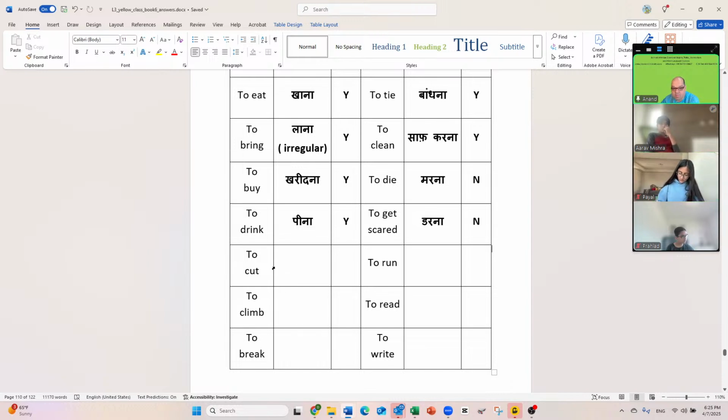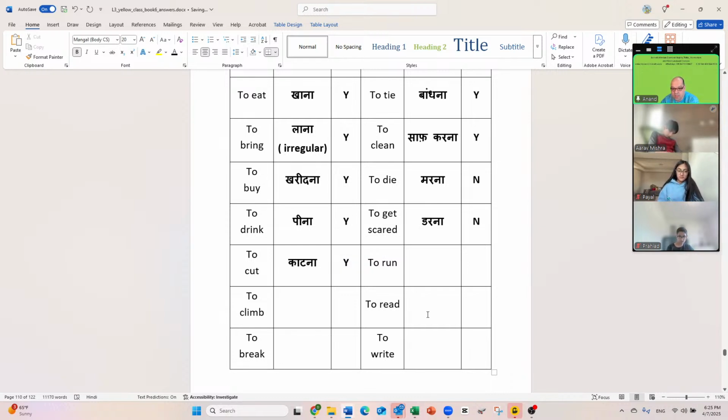Okay, Arav, what is the Hindi word to cut? Katna. Cut is the same word. Do you add ne or you don't add ne? You add ne. What did you cut? Yeah, you cut something. You'll get that answer. I cut a fabric, I cut a piece of paper, whatever it is.